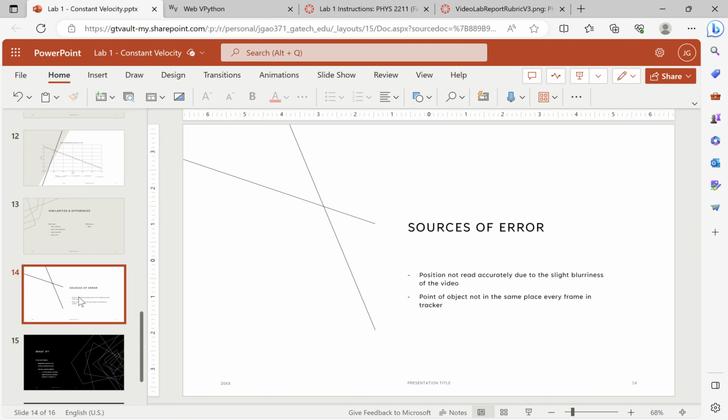But possible sources of error include me not being able to read the position accurately because this video is a little bit blurry. If I zoom in, let's say to 200, that point right there is a little blurry, so I could have been off by like 0.1 or 0.2 centimeters. It's also possible that each point was not accurately plotted. In each frame, I used this point and moved up, and I did that for each frame, but it's possible that they could be a little off, and that would make the positions a little bit off.